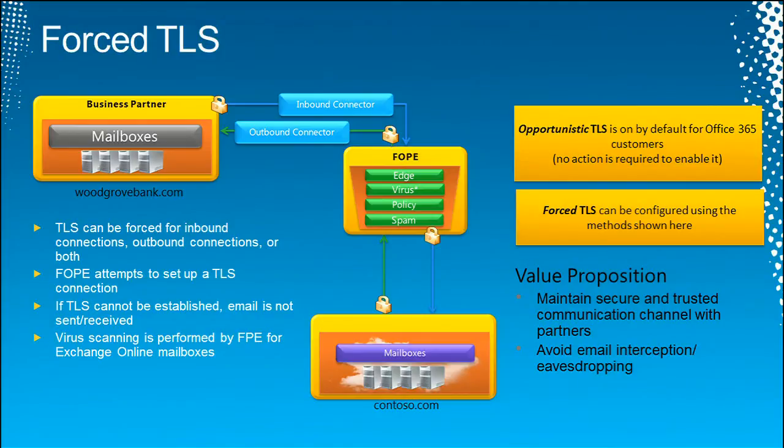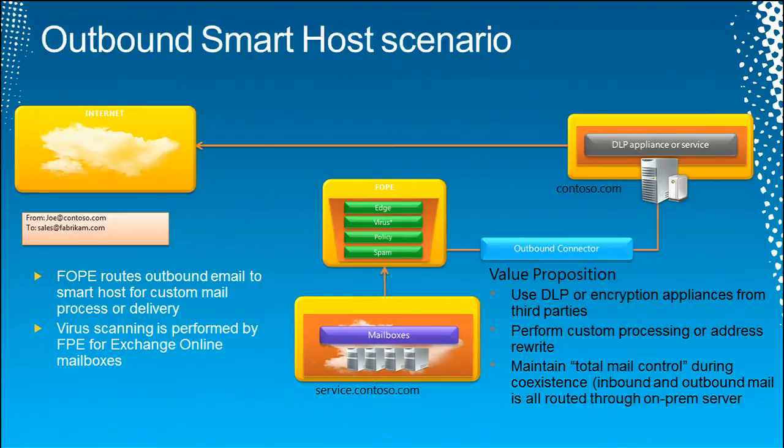So the forced TLS scenario, we've covered that. Any questions around forced TLS? Okay. So outbound smart host scenario. One of the big scenarios is, especially when we start bringing people into the cloud or onto Office 365, or just a FOPI standalone customer, if you want to force your mail to go outbound through a third party, such as a DLP provider or an encryption provider, you can actually still have FOPI as your perimeter service, and FOPI can then route all of your outbound mail to this third-party protector or third-party environment.